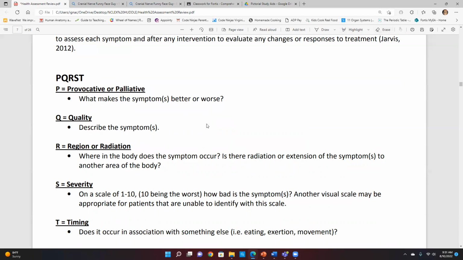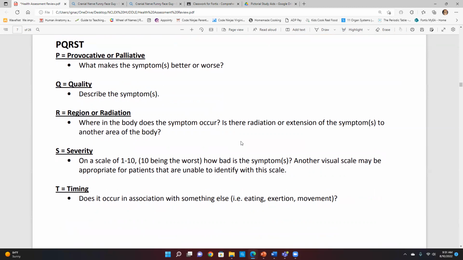Okay, so maybe sitting down makes it better, or maybe it continues if they're sitting or moving, it doesn't matter, right? Now, Q is the quality. So describe the pain. Is it dull? Is it aching? Is it throbbing? Is it piercing, right? Okay, R is region or radiation. So where does this pain occur? Does it go to other parts of the body? Does it move around, right? So point to where this pain is.